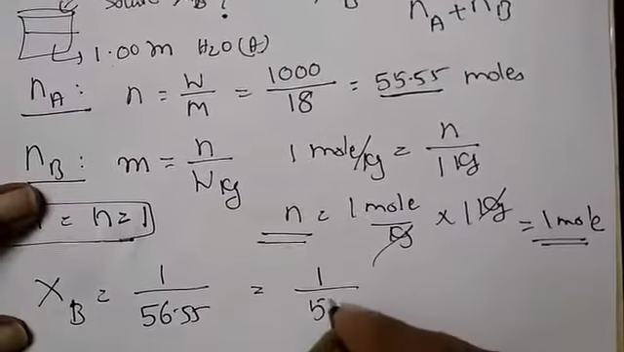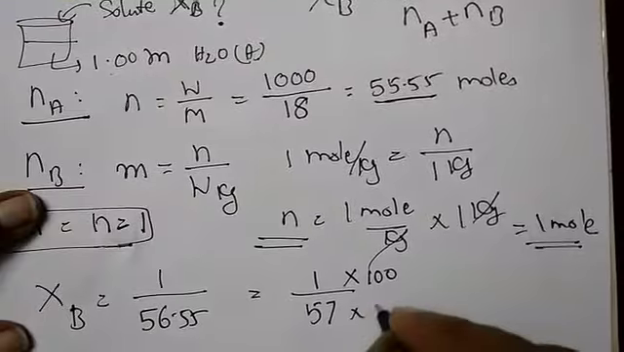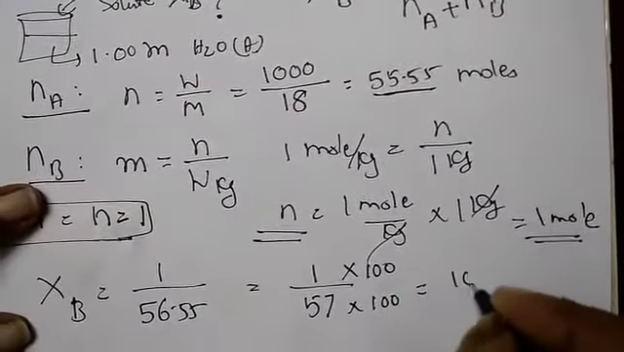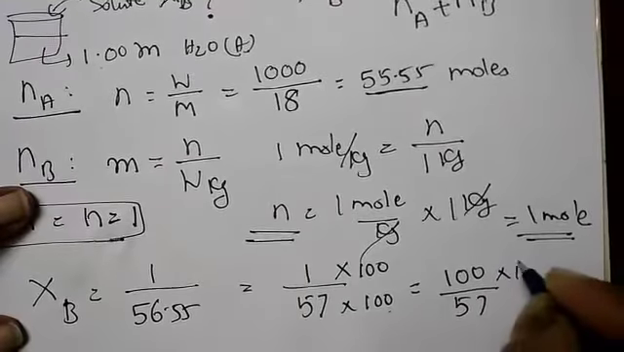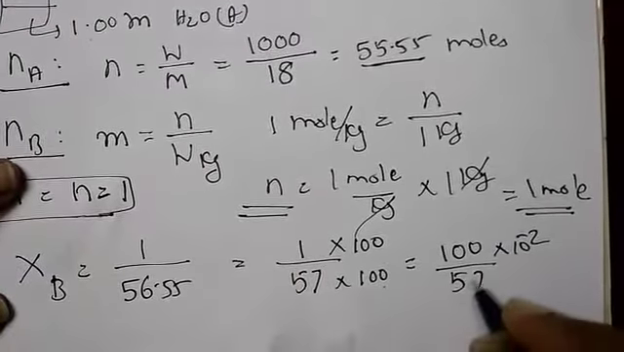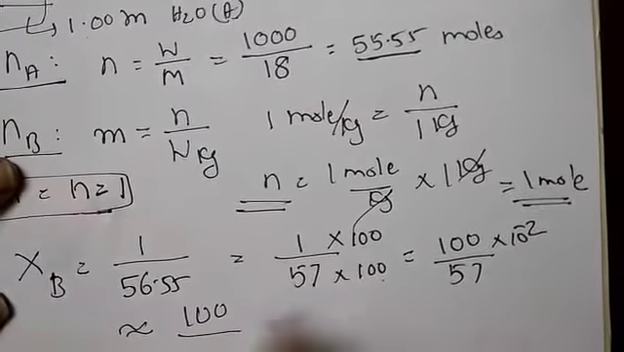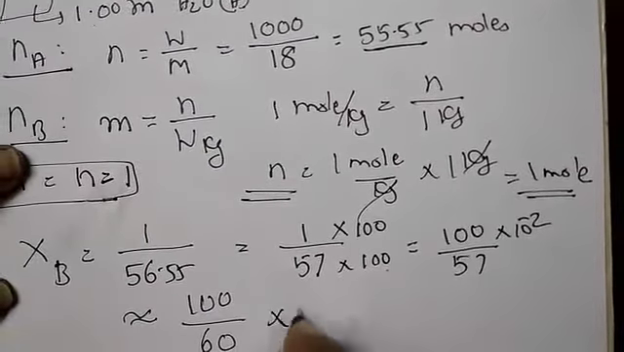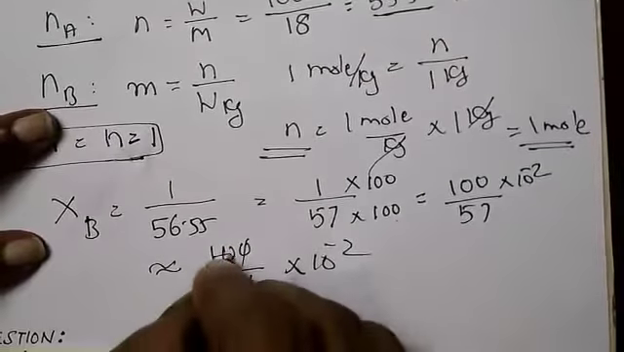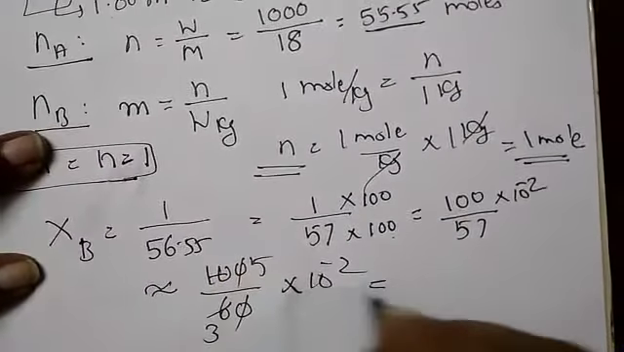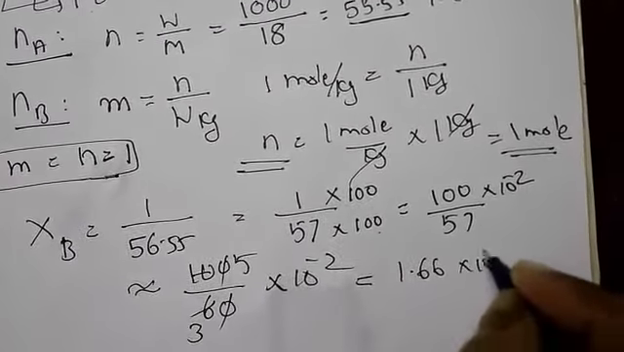I am writing it as 57, and multiplying both numerator and denominator by 100, for simplification. This 100 becomes 10 power minus 2. So now this is on approximation. At the end you go for approximation. 57 I am taking as 60. Now it is getting cancelled. It is 2, 3. Here it is 5. So 5 divided by 3, you are getting 1.66 into 10 power minus 2.